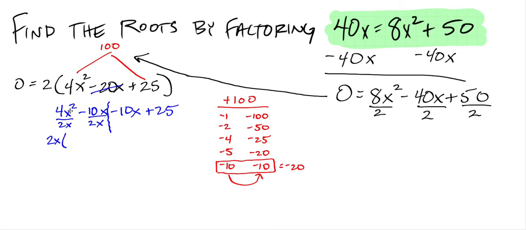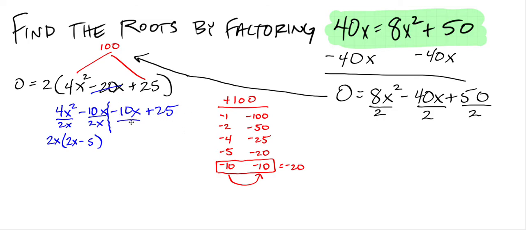Okay, so we factored out 2x. 4 divided by 2 is 2. X squared divided by x is x. Minus 10 divided by 2 is 5. X divided by x is 1. Now, am I doing that part too fast for you? Okay. Then I go to the second half and I do the same thing.